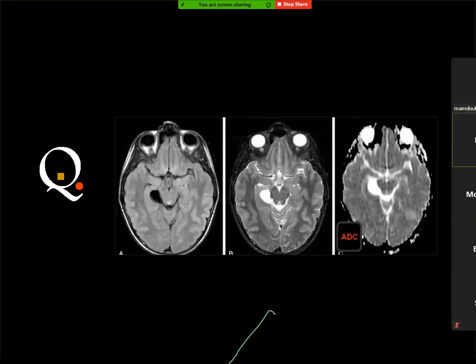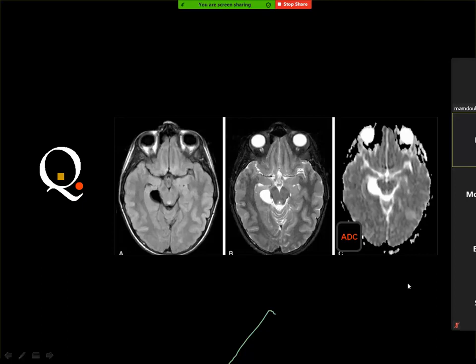Can I comment? Yes, please. Evidence of cystic lesion noted in the right side. Also, we saw there is evidence of restriction. My suggestion, this is epidermoid cyst.